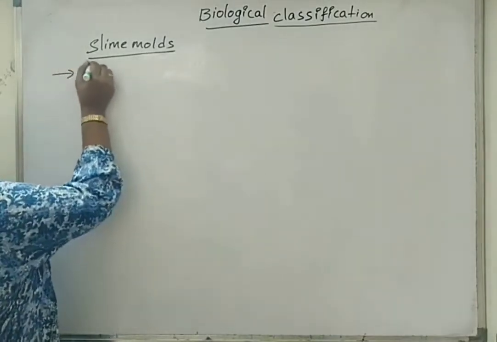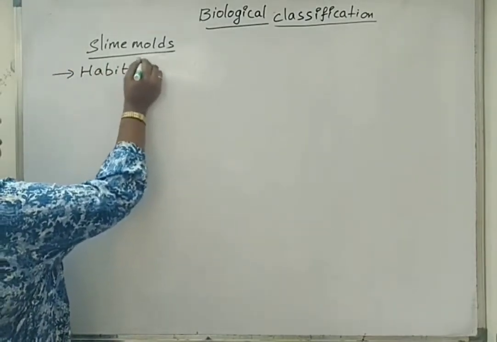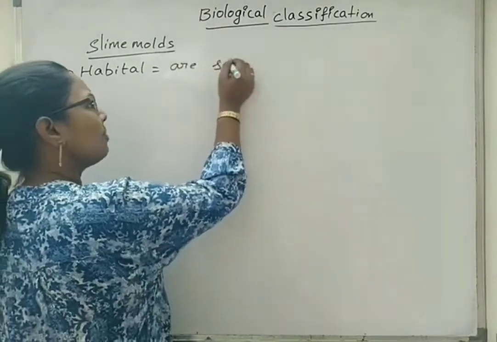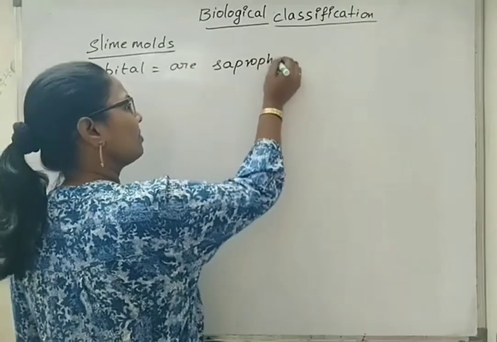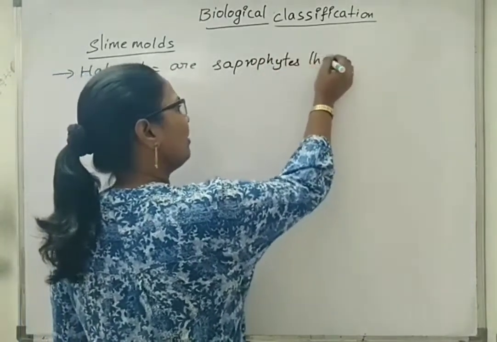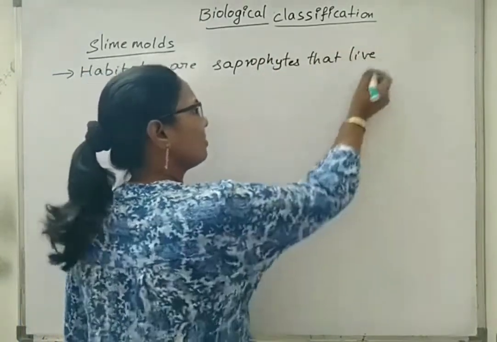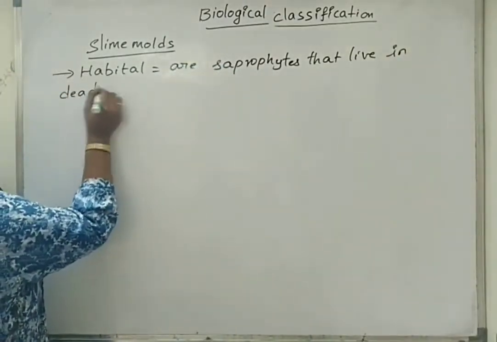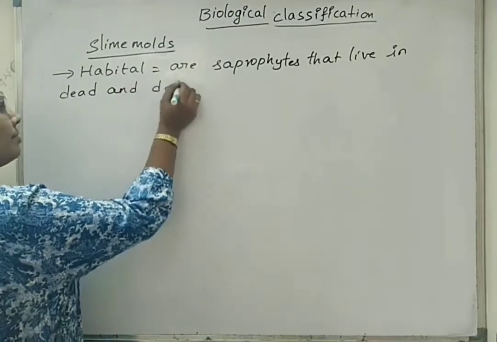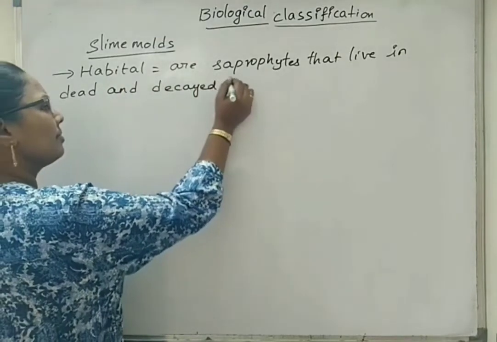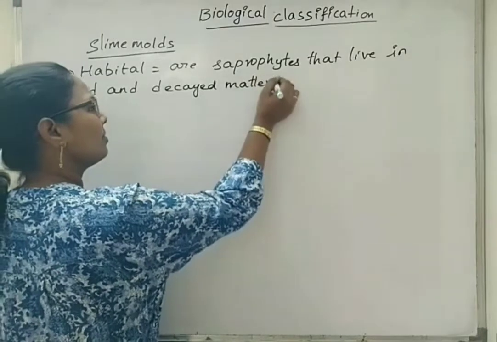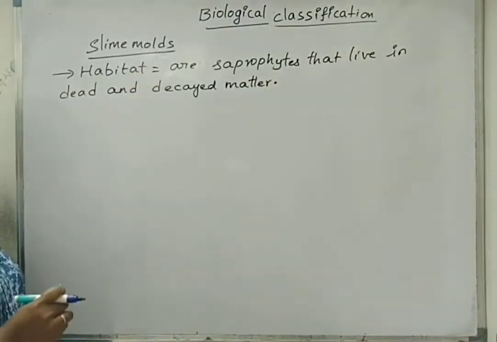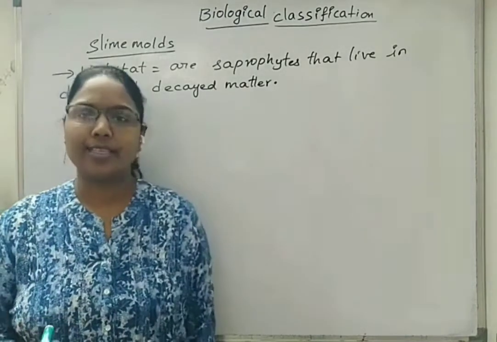Now, what is the habitat of slime molds? Slime molds are saprophytes that live in dead and decayed matter. These slime molds are nothing but equal to that of fungus.